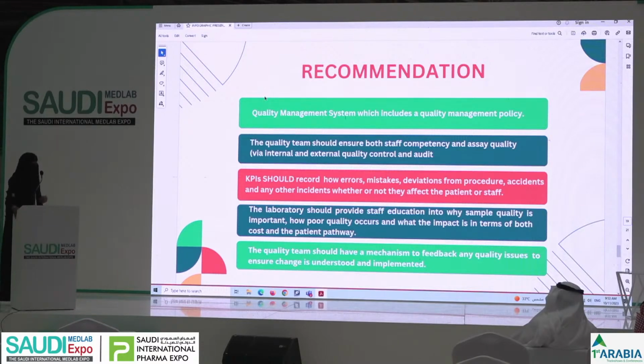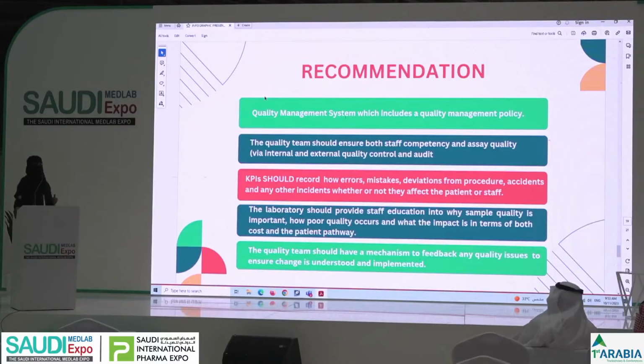Also, the quality team should have a mechanism to feed back any quality issue to ensure the change is understood and implemented. Whenever we raise an issue in the quality team, we need to go back and see what happened as a consequence when we raised this issue.